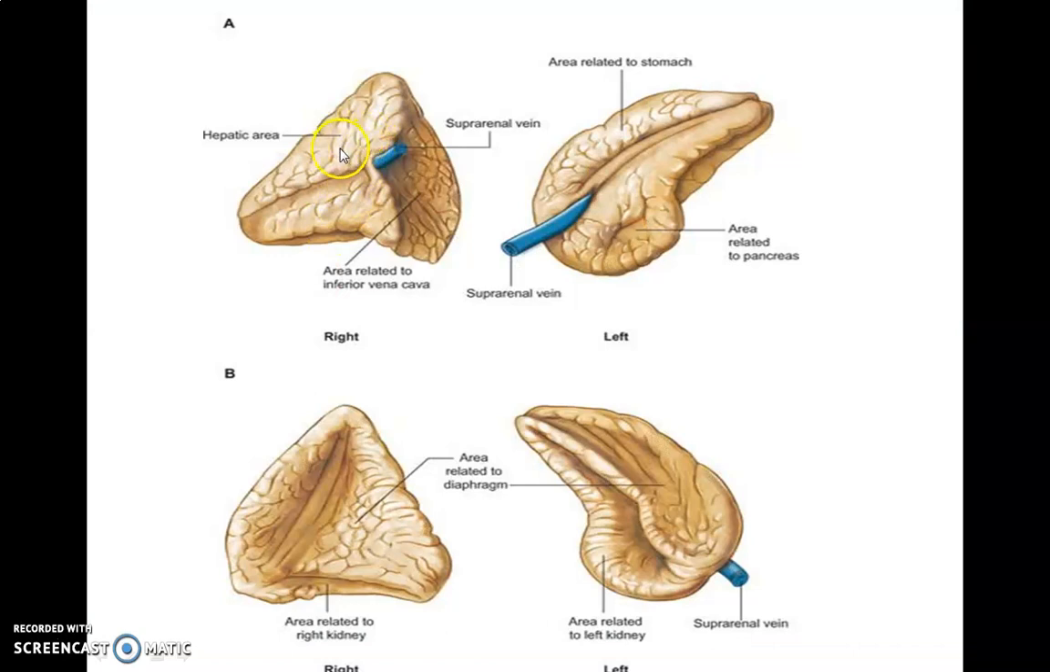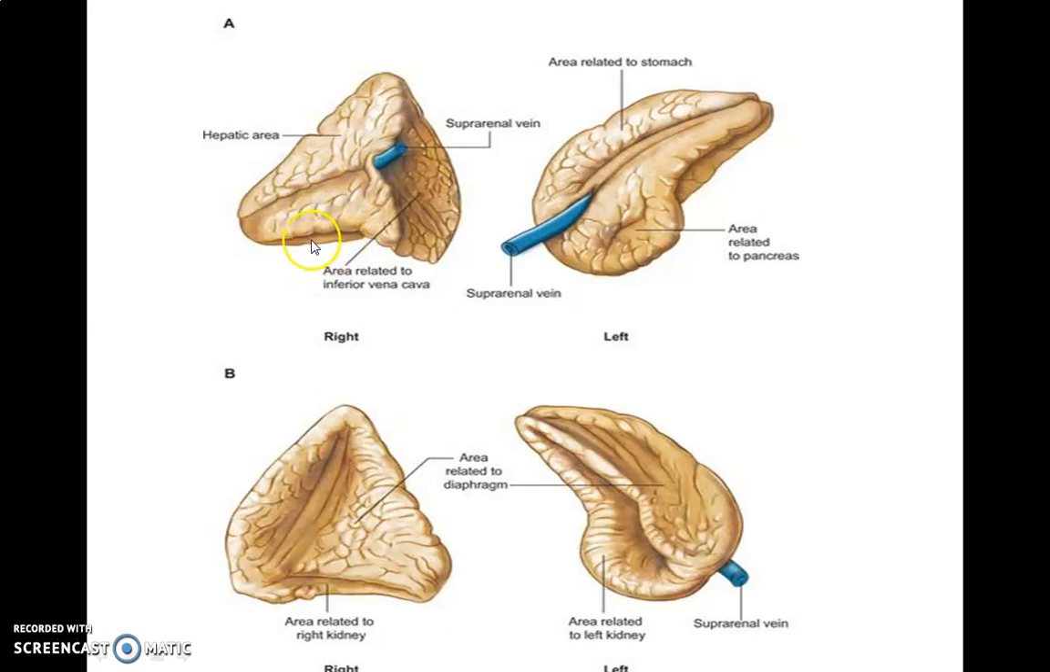These figures show the right suprarenal gland and the left suprarenal gland. The right suprarenal gland is seen as triangular or pyramidal in shape. It presents an apex, base, anterior surface, medial border, lateral border, and posterior surface. One more feature, an anterior ridge, is present separating the anterior surface into medial and lateral parts.